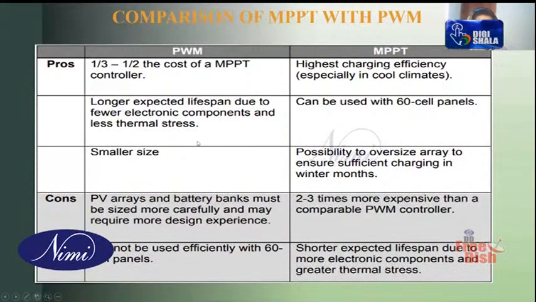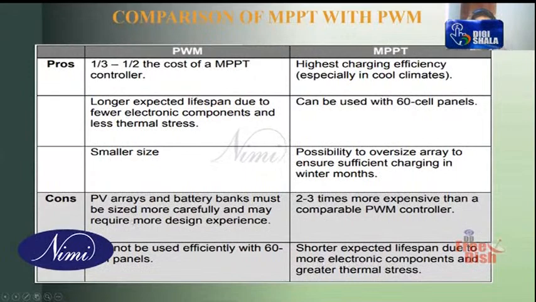Okay, so it cannot be used with a bigger 60 cell solar power system. The PWM method is the base. It cannot be used there, whereas MPPT is very suitable for higher, bigger systems.